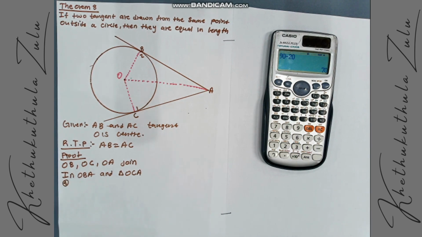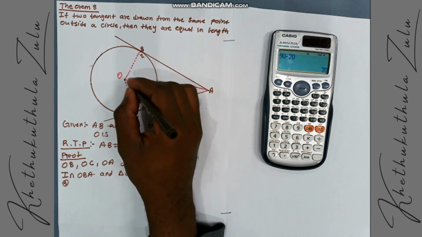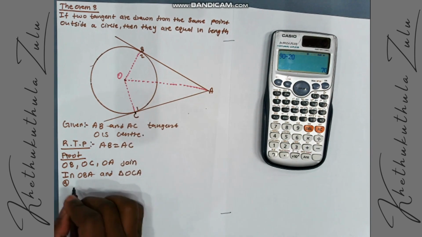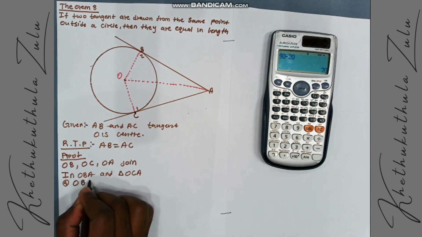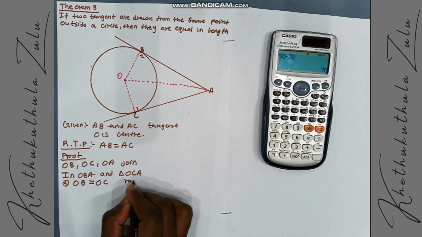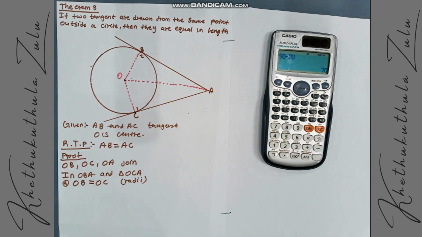First thing, our number 1 from theorem number 1. OB is a radius. OC, what is it? It's a radius. So OB is equal to OC. Why? Radii, from theorem number 1. I hope you still remember that one.